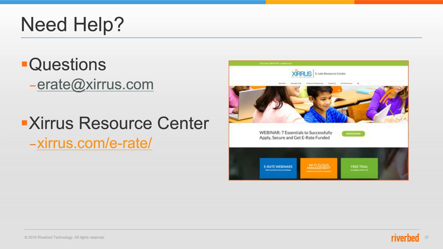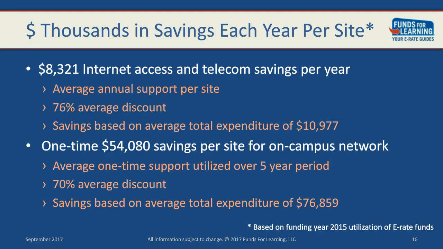So I pulled up the chart here. In 2015, the average one-time savings was $54,000, and that was based on a total expenditure of $76,000. So take the number of students, multiply it times this factor of about $153. That will give you that total cost. In this case, it averages out to about $76,000. And then multiply it times your discount rate, which on average is about 70%, and you'll get the amount of E-rate discounts that are available to you. In 2015, that averaged out to about $54,000 per site for schools and libraries.